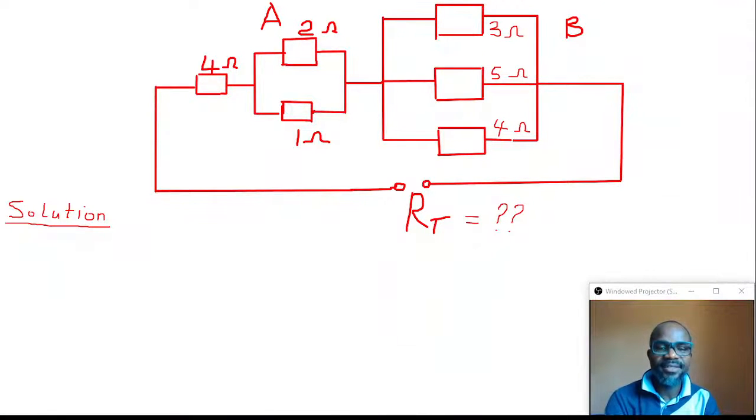This is another network of resistors containing two parallel sections of resistors and one resistor connected in series.